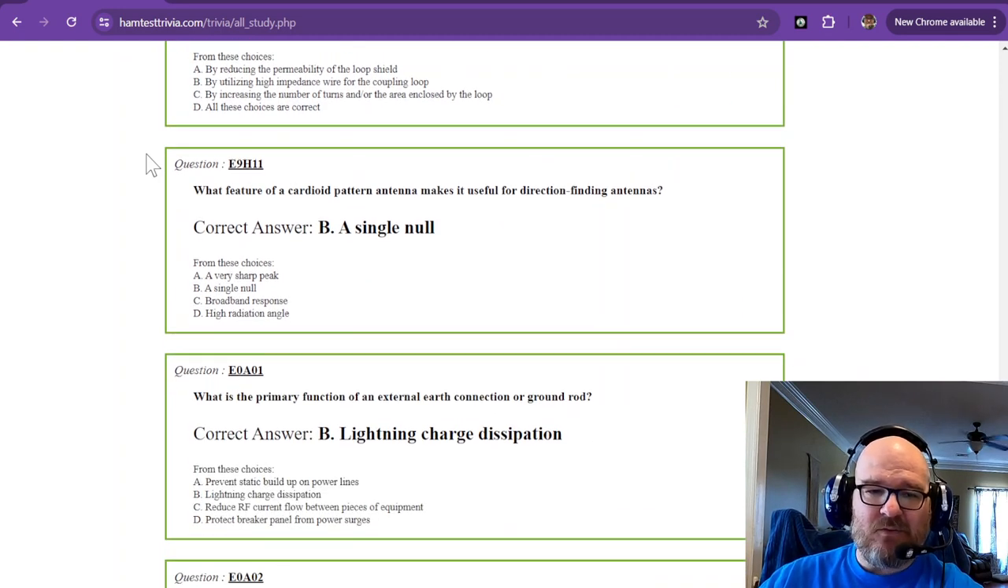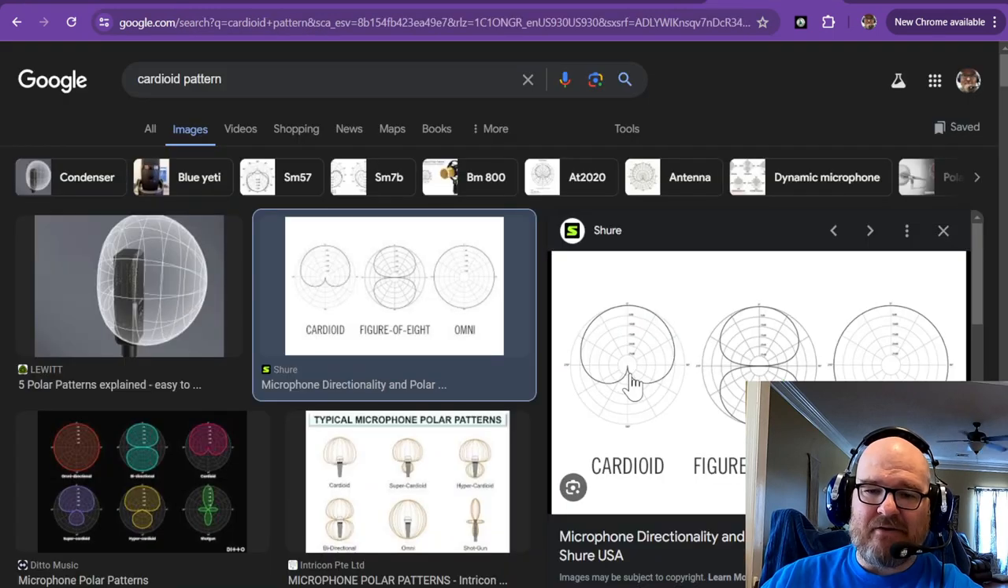And the last question, what feature of a cardioid pattern makes a pattern antenna useful for direction finding antennas? And that is it has a single null. Now, going back to that pattern, the null is the butt. And so you have forward receiving, and then you have a null.